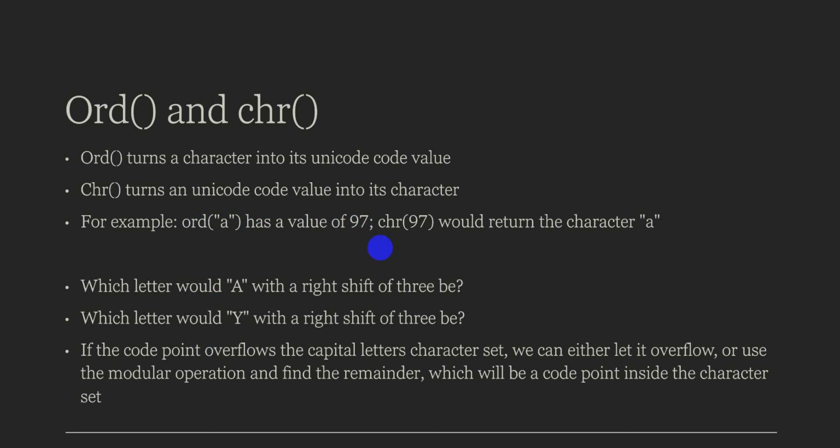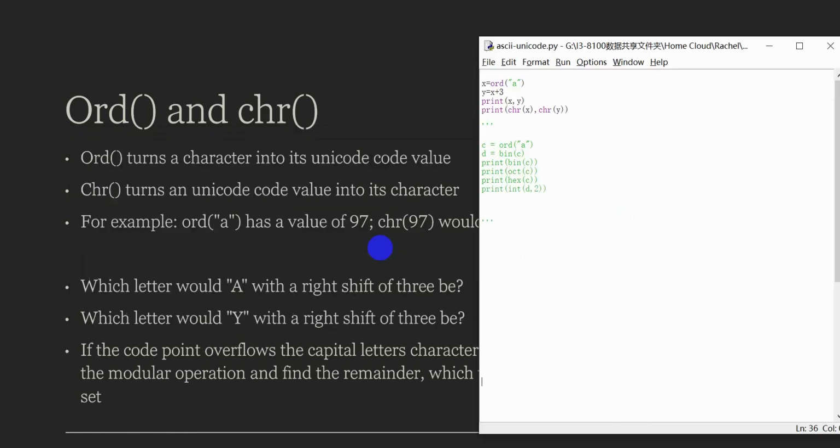We can look at an example in Python. So over here, ord lowercase a, we give it to the variable x, and then variable y, we let it equal x plus 3. So we know that x is the code point for a, then y would just be the code point plus 3. And then we print x and y, and we also print char x and char y.